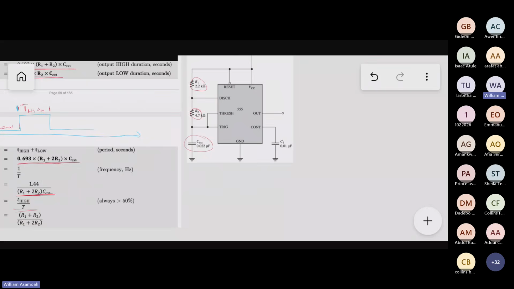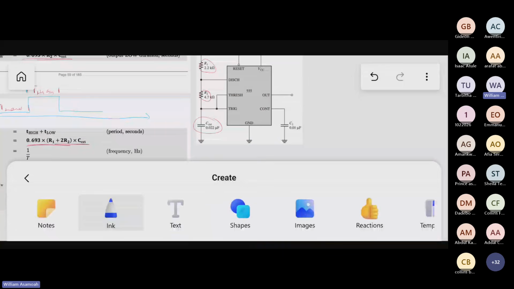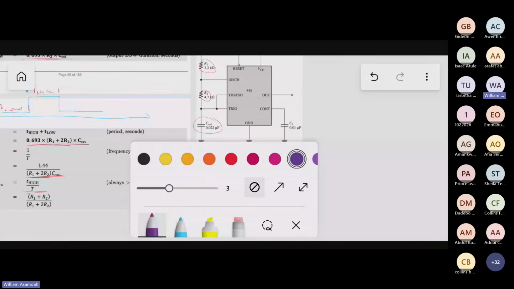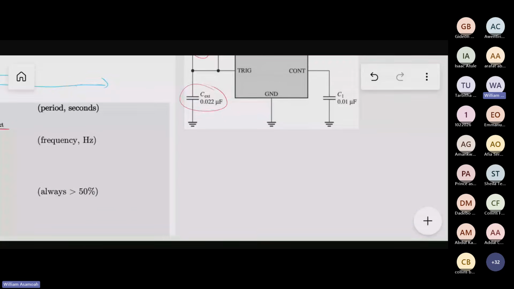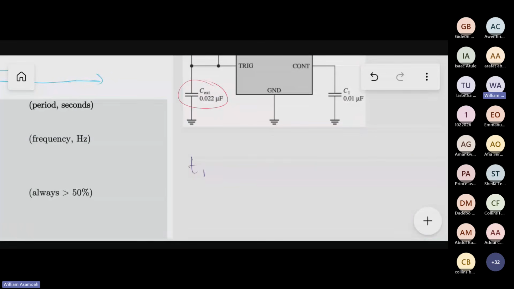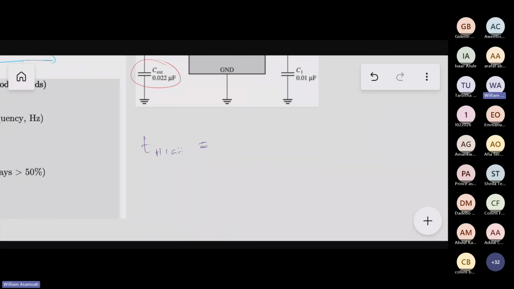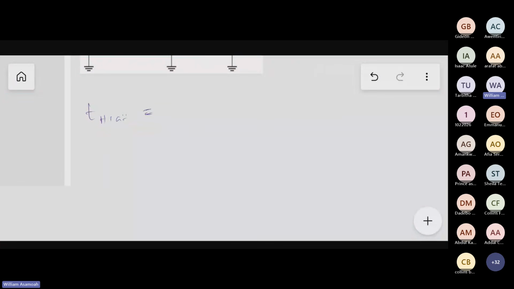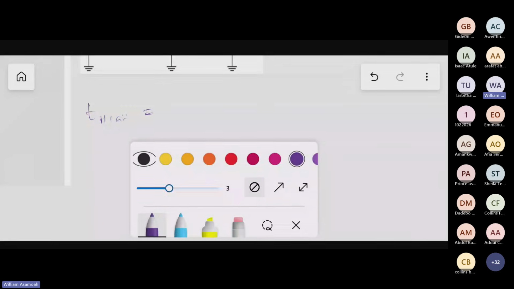Very, very simple. So let's find T high. James, your hands are still up. Please let me hear your question. Yes, James. James, please, can you unmute? Maybe you're on mute. Can you kindly unmute and you talk?